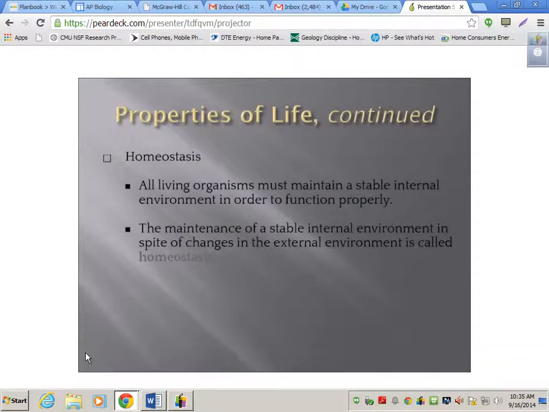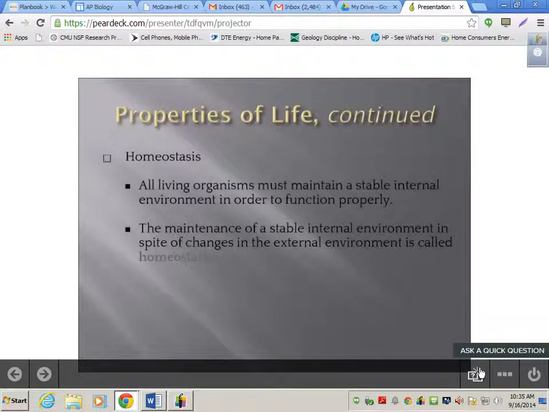So that leads to this word homeostasis. Homeo comes from the root homo. What does homo mean? Same, right? What does stasis mean? State or condition of. So this word directly translated from Latin means to maintain the same state, the same internal condition. All living organisms must maintain a stable internal environment in order to function properly. The maintenance of a stable internal environment in spite of changes in the external environment is called homeostasis.